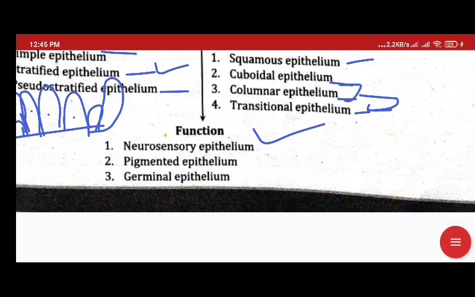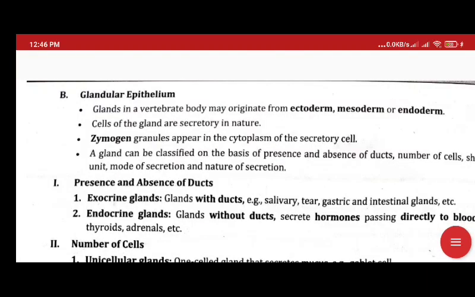Also in function, there is neurosecretory, which involves neurons. Germinal epithelium, cuboidal epithelium, has germinal function. Pigmented: this pigmented is on squamous epithelium, that is, stratified squamous epithelium has pigmented. Now the next section is glandular epithelium.